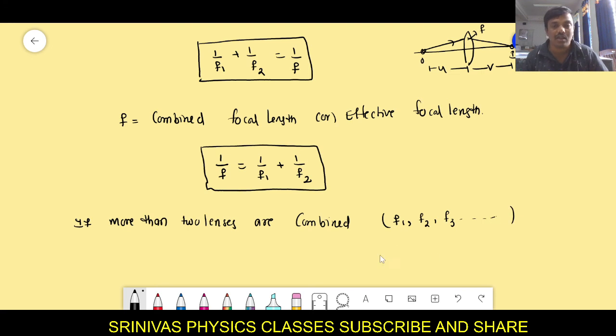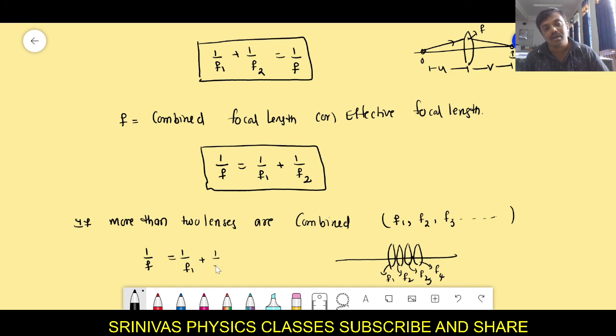Then what is the total focal length? This is the first lens, second lens, third lens, fourth lens, like this without gap. We are keeping the lenses, right? And then at that moment, what is the total focal length? It was very simple, right? We just have to add their reciprocals, we will get the total focal length. That is the formula will change like this: 1 by f is equal to 1 by f1 plus 1 by f2 plus 1 by f3 plus, and so on we have to write. That's all.